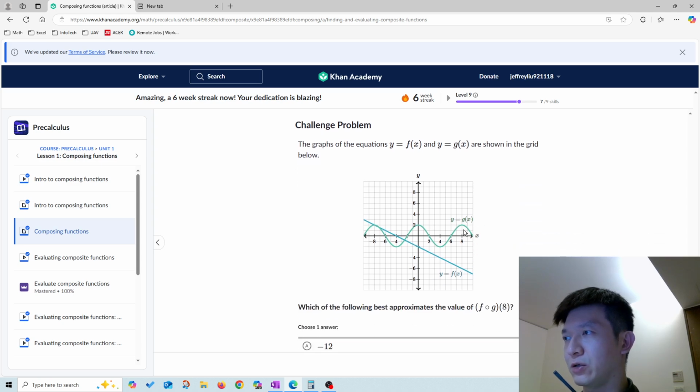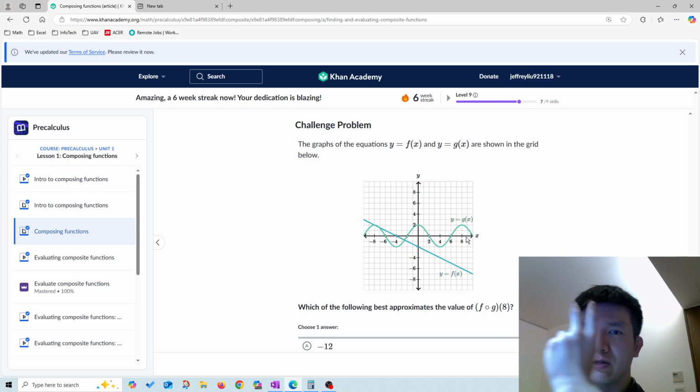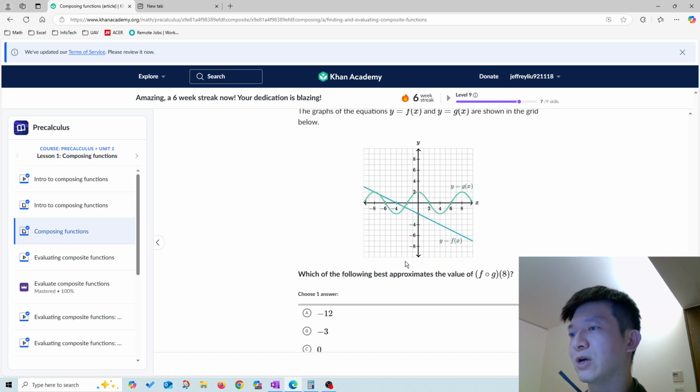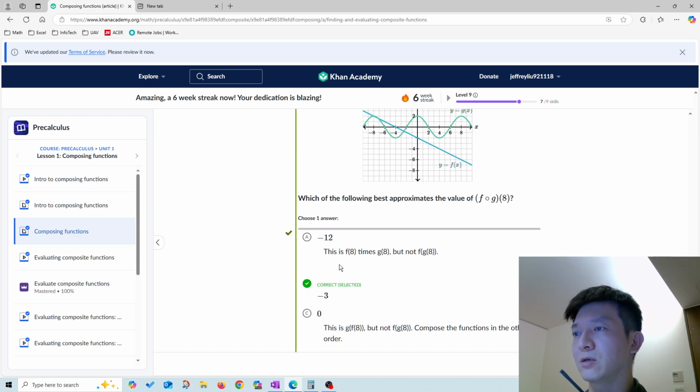G of x is right here, the greener one. I will say this is the bluish one, and this would be the greener one. So this is the g. You plug in the 8. Find what 8 corresponds to: 2, right? Now you get the value 2, and you plug it into f of x, the blue straight line function here. 2 is kind of tricky, so this corresponds to negative 3, I would say, which is right here. Check. Correct.